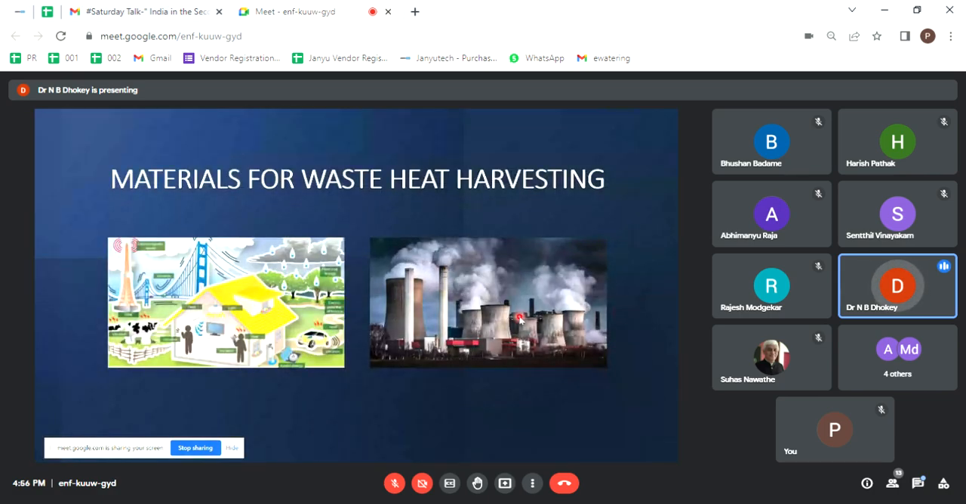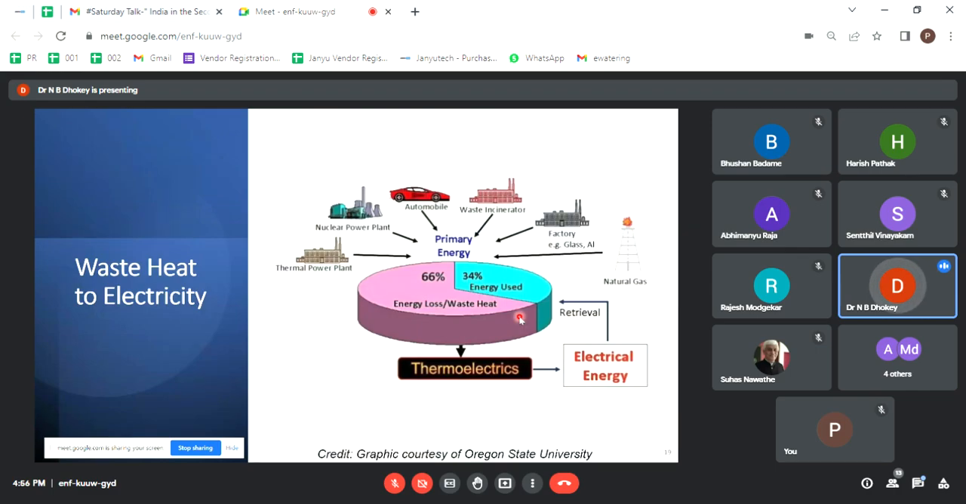Now beyond this, there is a lot of scope for extracting and harvesting the heat from the waste. If you look at the whole engineering, wherever the heat is produced, you will find that 34% of the energy is used for the applications, whereas 66% of energy is lost, typically in thermal power, nuclear power, automobiles, waste incinerators, factories, glass making, aluminum industries, and so on. So this is really of concern to us.